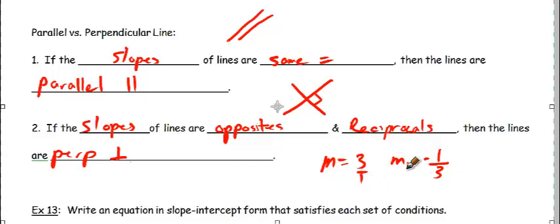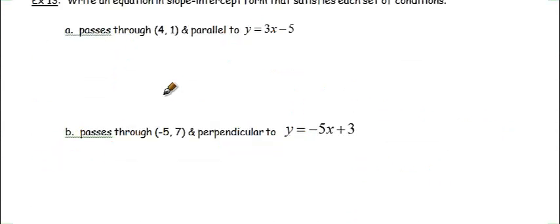So sometimes I use M perpendicular. Or let's say we have a slope of negative 3 over 5. The perpendicular would be a positive 5 over 3. Okay. So that's the basic rules. Let's see some of the examples.